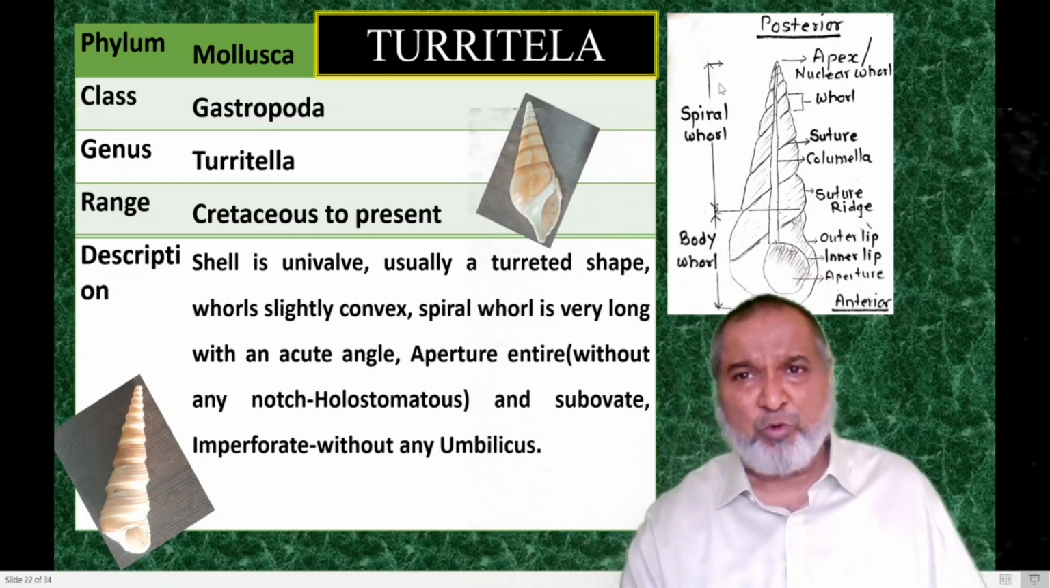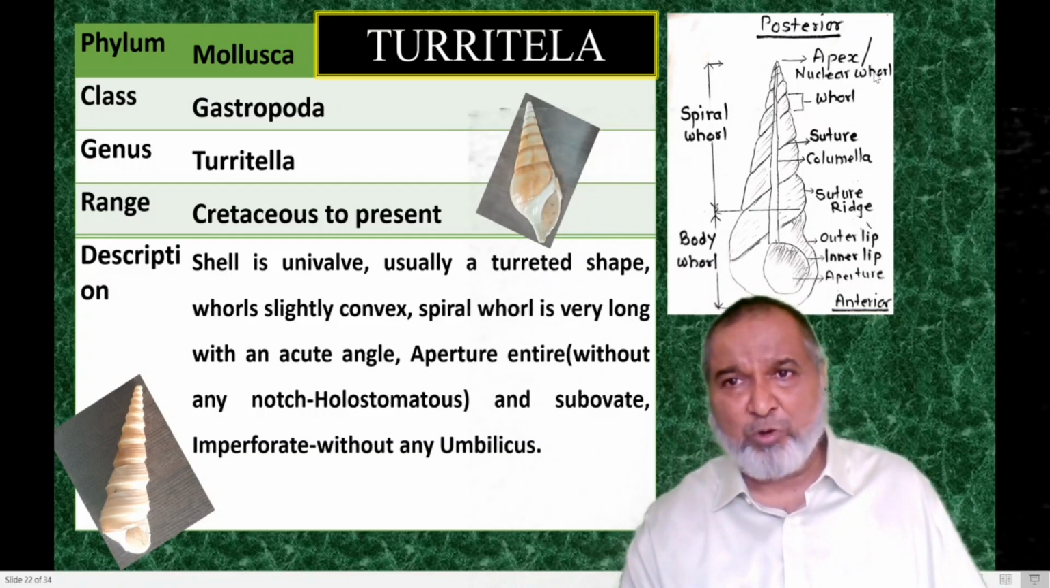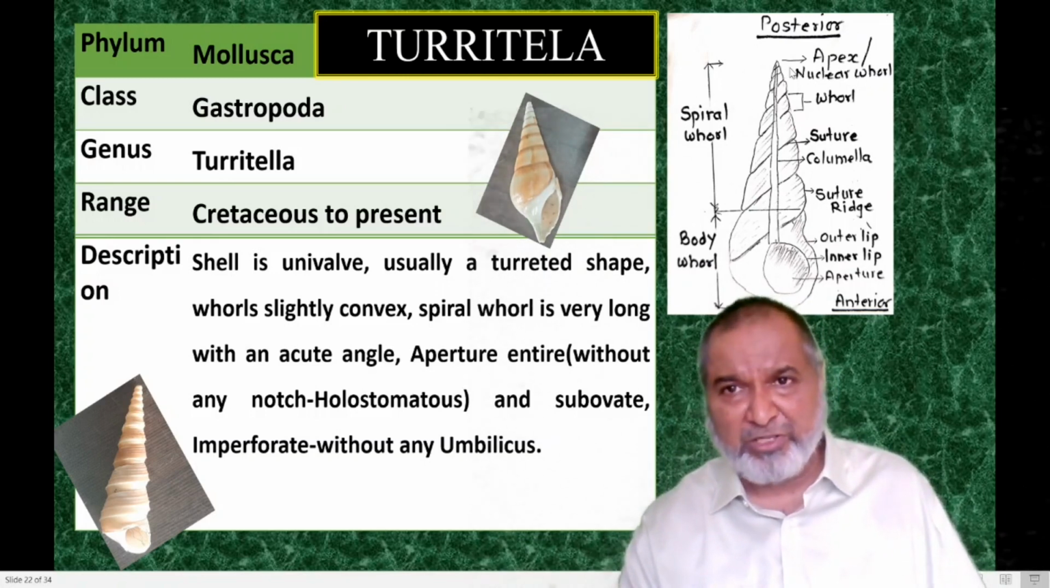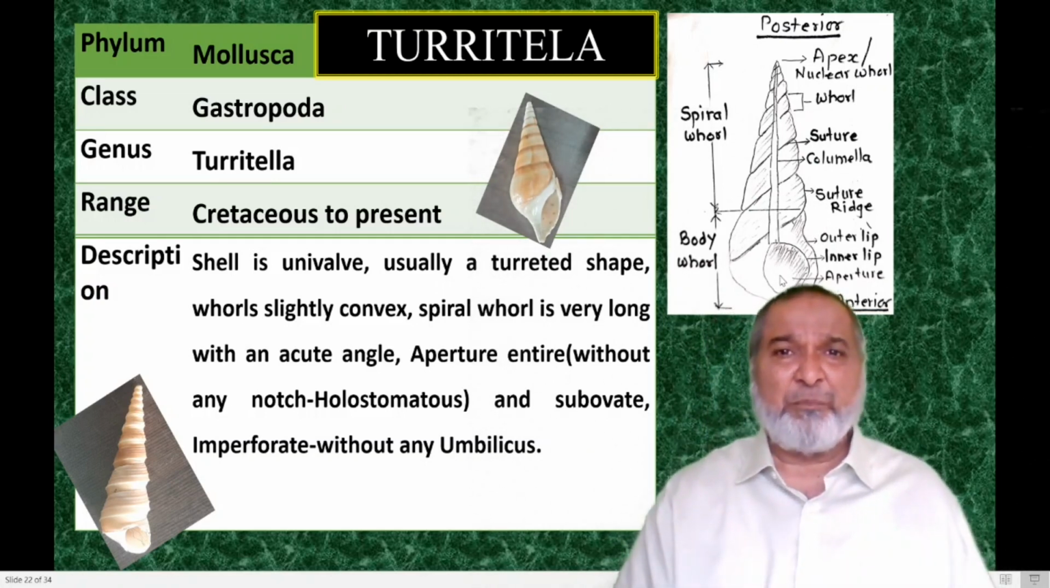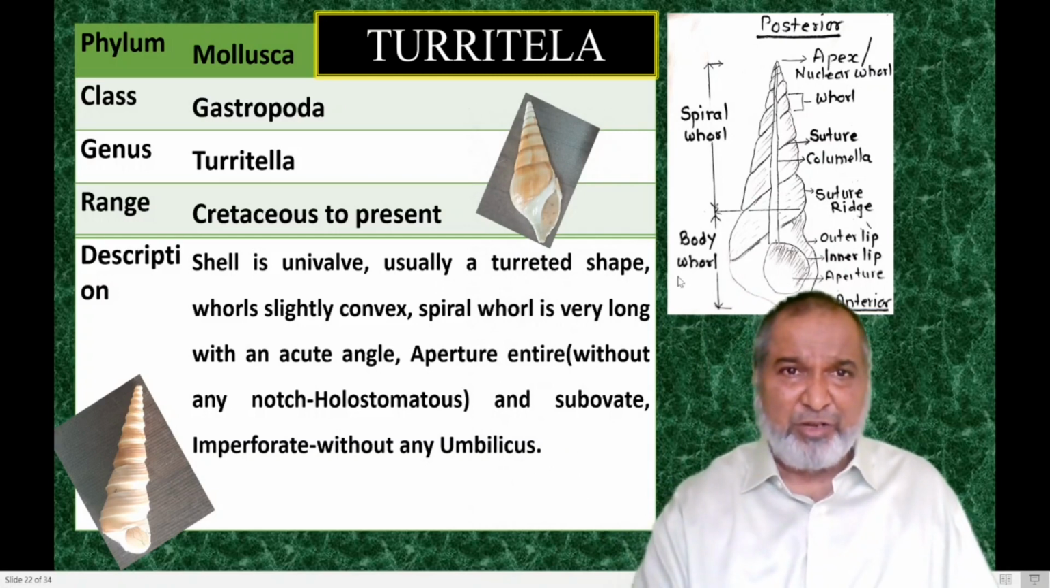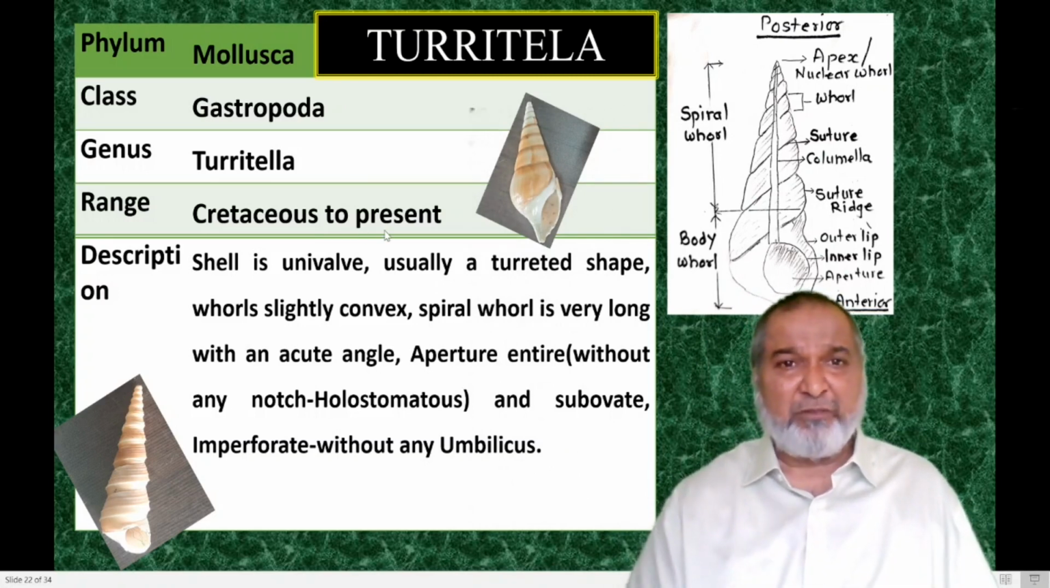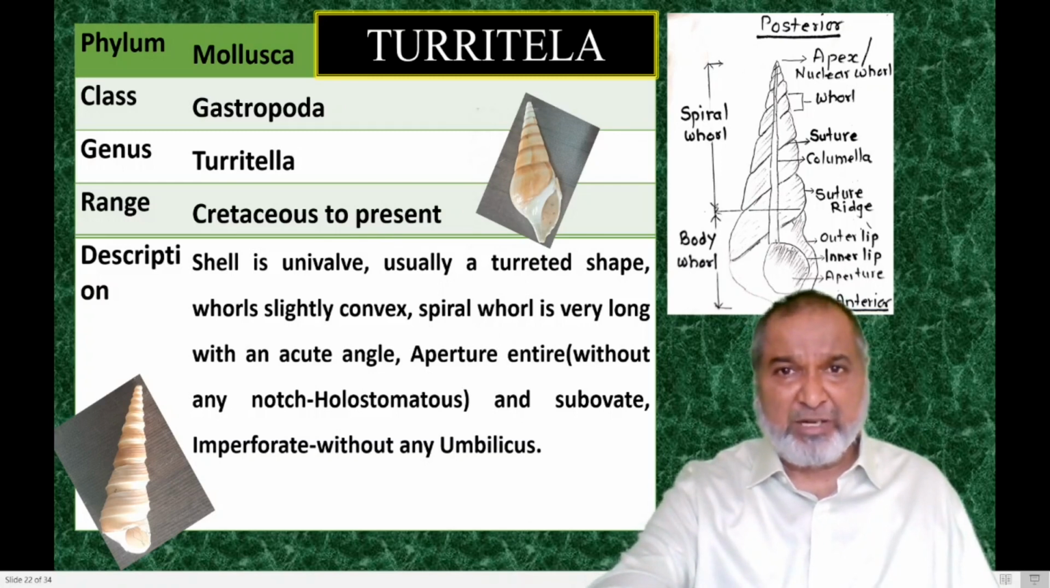Body is divided into two: spiral whorl and body whorl. Apex, or it is called the nuclear whorl or protoconch. Then suture line, then suture ridge, there will be ridges, outer limb, inner limb, aperture. So these are the parts there. But here we have to remember the range: Cretaceous to present. This is the Turritella, which ranges from Cretaceous to present.